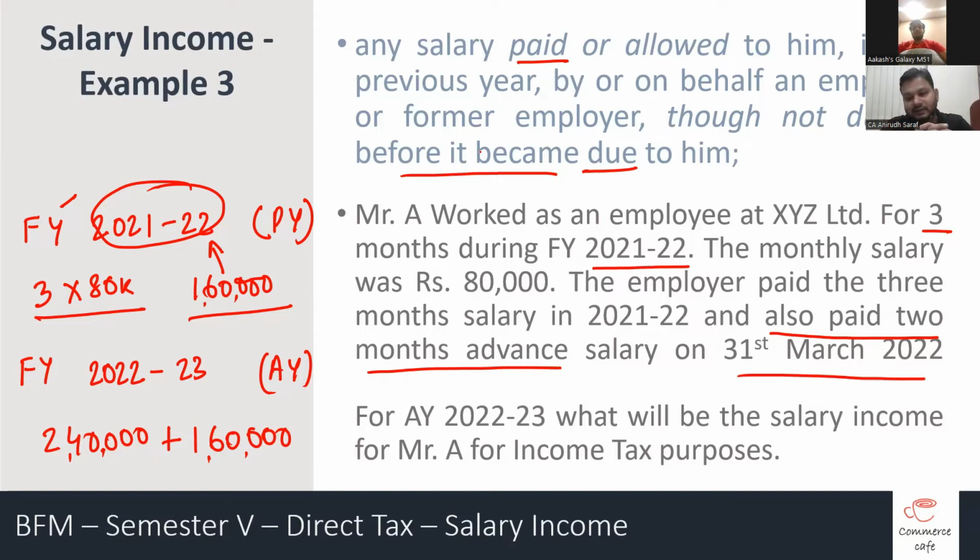But sir, here it is given "though not due also." Though not due means you have not yet earned it. On 31st March 2022, the company is giving you advance salary. Advance means you've not yet done that work. Before the work is done, before the salary is due, I'm giving it to you, then only it's an advance. Okay, I got it.